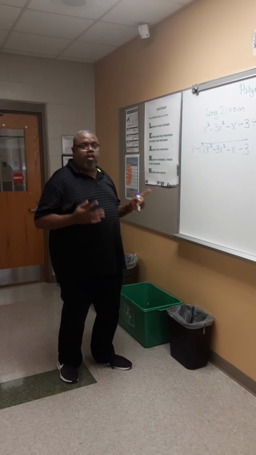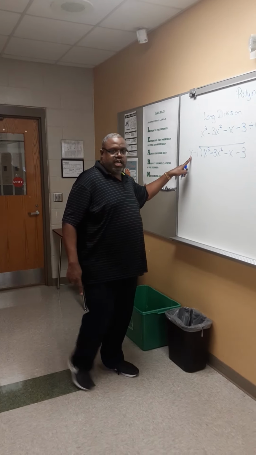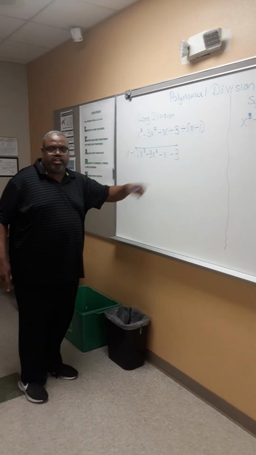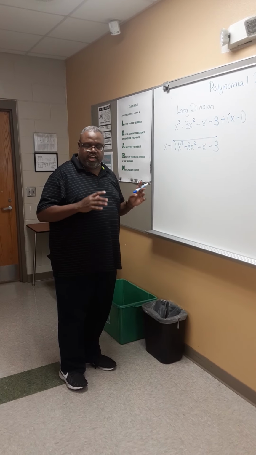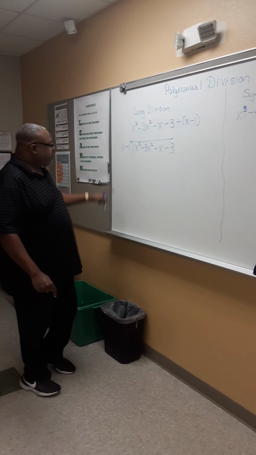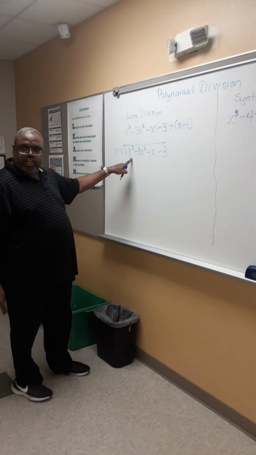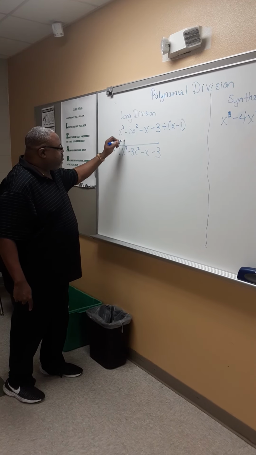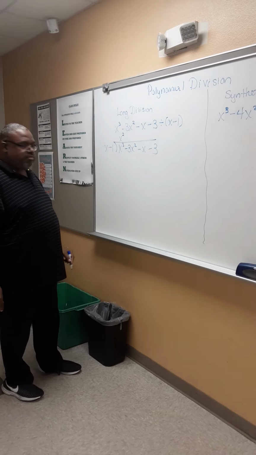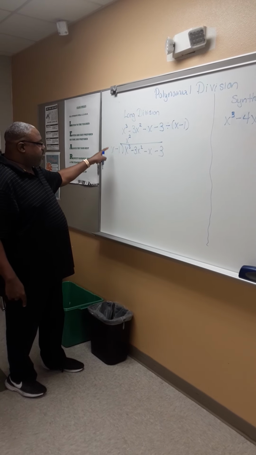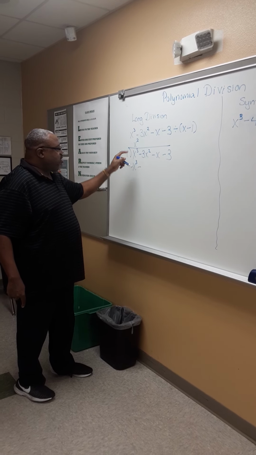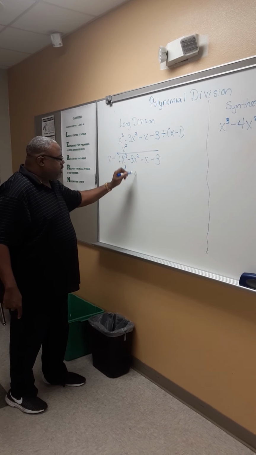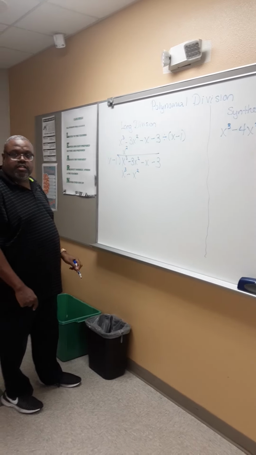Now, to do the long division method, the x does all the dividing, and the minus 1 is not even included in the division process. So x divides x cubed, x squared times. So I'll put x squared here. So x squared times x is x cubed, minus x squared times 1 is x squared.